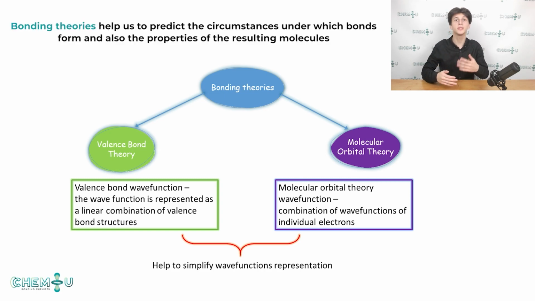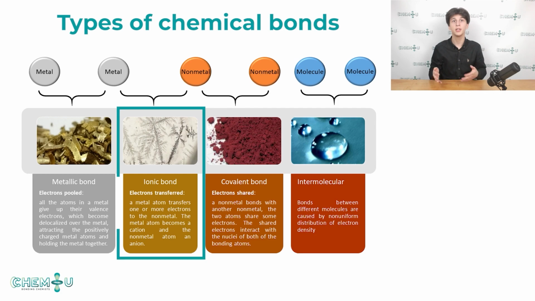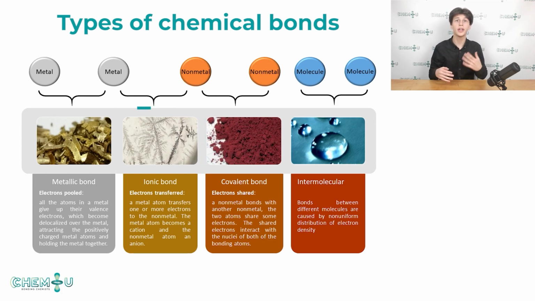Bonding theories help us to predict the circumstances under which bonds form and also the properties of the resulting molecules. So, for now we understand well what a chemical bond is and what are the driving forces of its formation. That's the right moment to classify types of bonds. We can roughly classify chemical bonds into 3 types depending on the kind of participating atoms. The first type usually exists between metals and non-metals. It is called ionic bond.